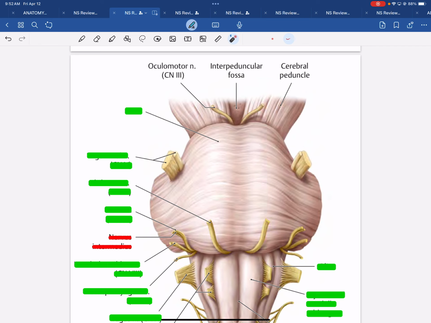Good. What about this region of the brain? Pons. Good, the pons. Which nerve is this? Trigeminal. Good. Which number? 4. Not 4, but, oh, hold on. It's 5. Because the trochlear is 4. Nice. Good. Functions?